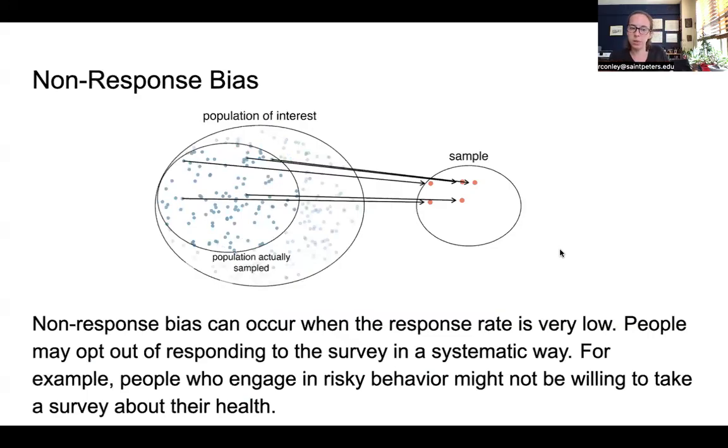Another type of bias that we can run into is what's called non-response bias. This occurs when the response rate is very low. So suppose that we asked people in this inner circle here, we asked all of them to participate in our survey, but only 5 of them agreed. There might be a systematic reason that people are opting out of taking the survey, and that's going to make our sample biased. For example, people who engage in risky behavior, maybe they do drugs or drink too much alcohol or smoke, they might not want to take a survey about their health and answer questions about their behavior.